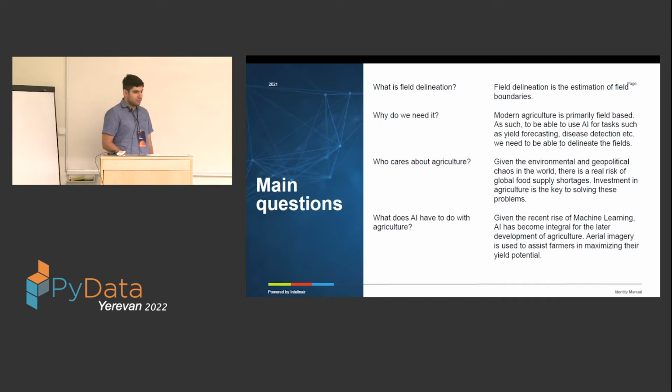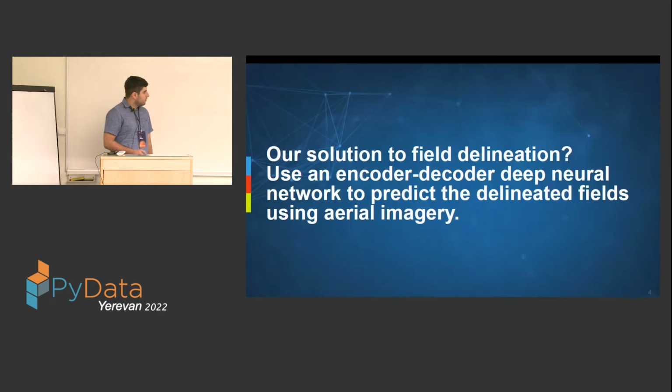Well, AI has infiltrated basically everything at this point. So given the rise of machine learning, AI, again, has become integral for the development of agriculture. So aerial imagery is used by companies like us to maximize yield potential, crop health, and assist farmers in basically having better farms. So now that these are out of the way, what is our solution to field delineation?